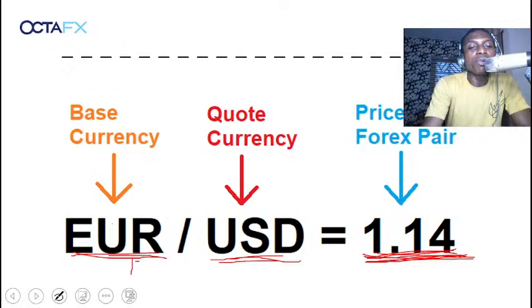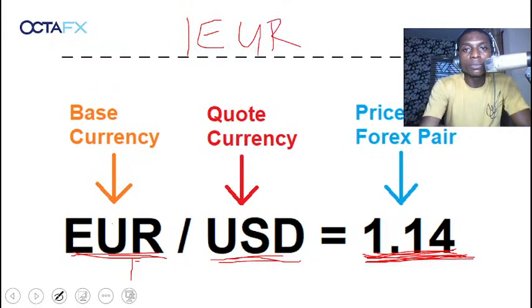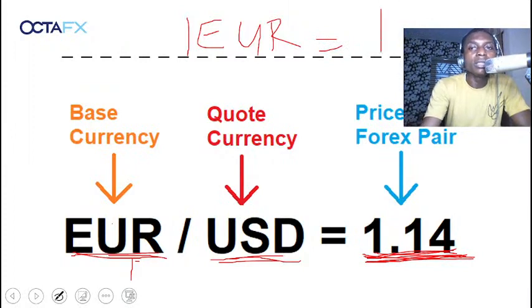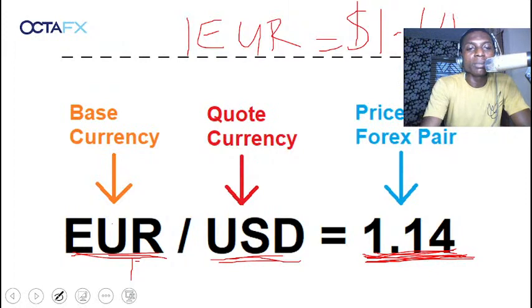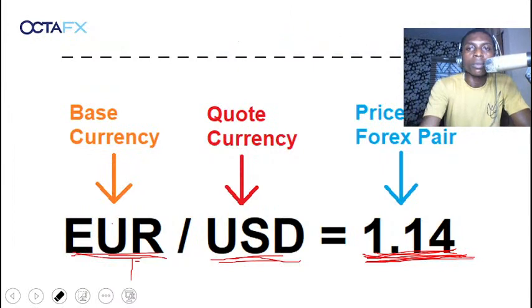So now this is what this means. If you are buying, for every 1 euro that you want to buy, you would need 1.14 US dollars. That's what this simply means, right? For every 1 euro, you would need $1.14.